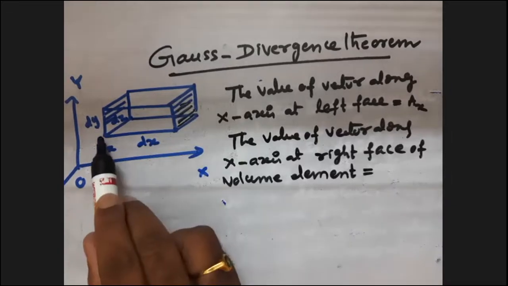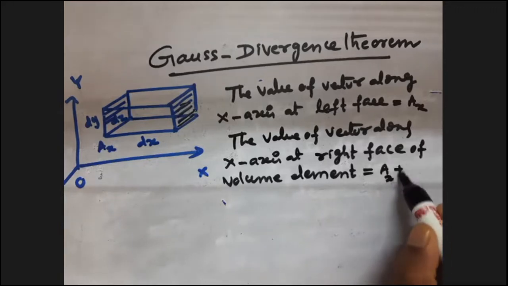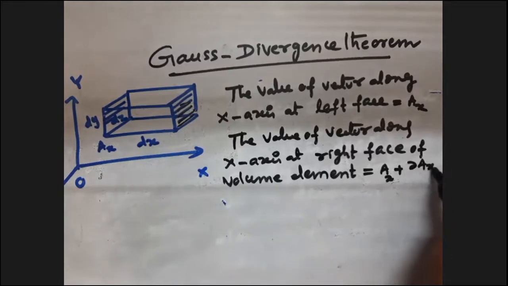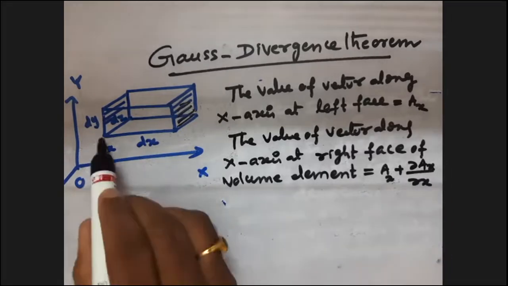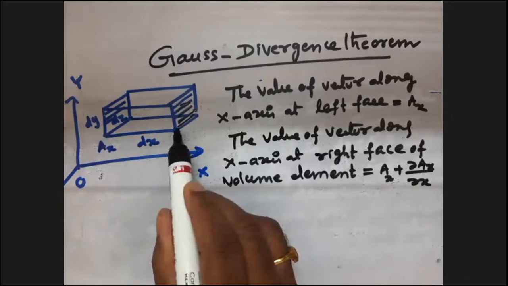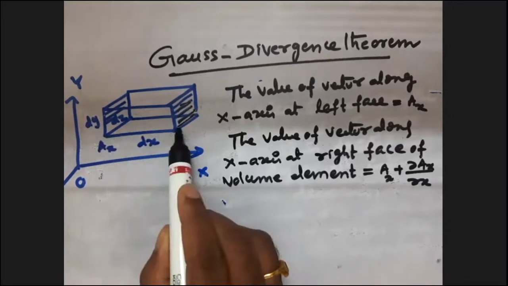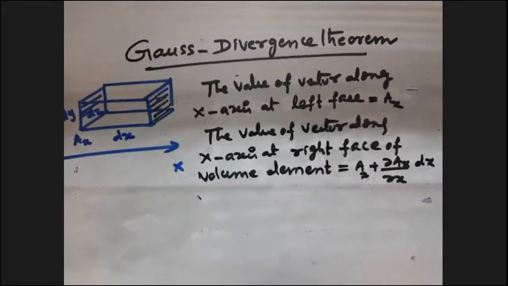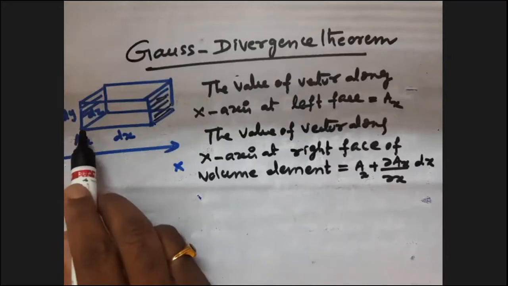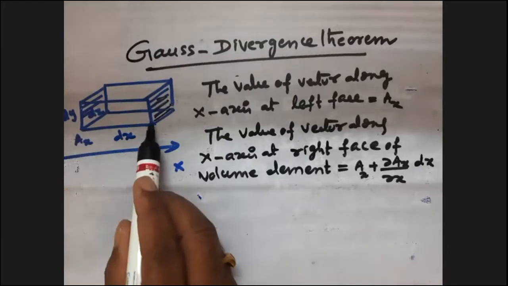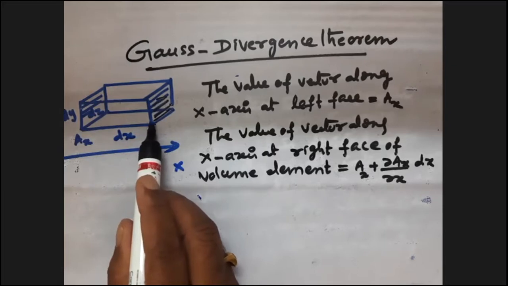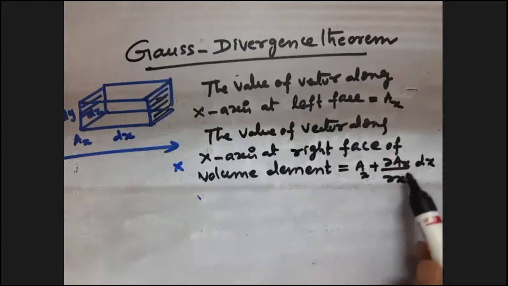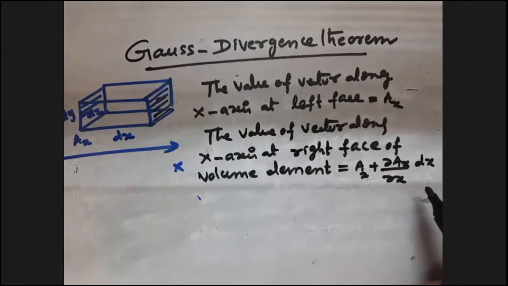Ax plus the rate of change of Ax with respect to x, dou Ax by dou x. This is for unit distance. From the left face to the right face, the distance is dx, so into dx. At the left face the x component is Ax, so we are writing the x component at the right face of this volume element: Ax plus the increment in the x component, dou Ax by dou x into dx.